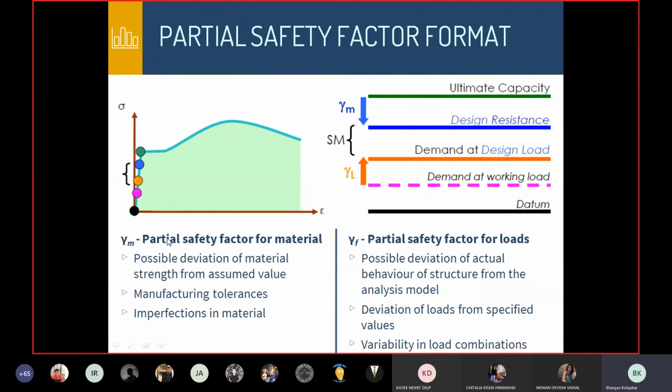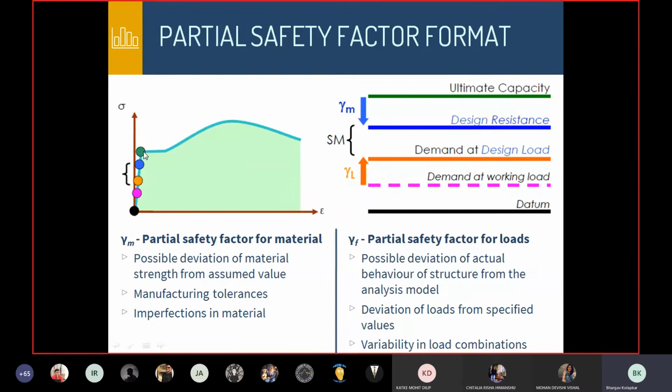This factor is called the partial safety factor for material. What we did is we are underestimating the strength and we bump up the load by multiplying it by what is called the partial safety factor for loads. Okay, so we underestimate the strength, we overestimate the demand, and the difference between these two is the safety margin. The green that you see here is the ultimate capacity.